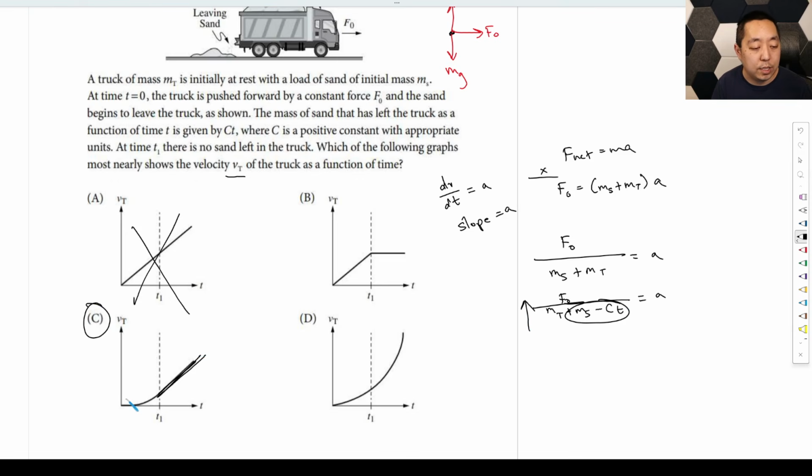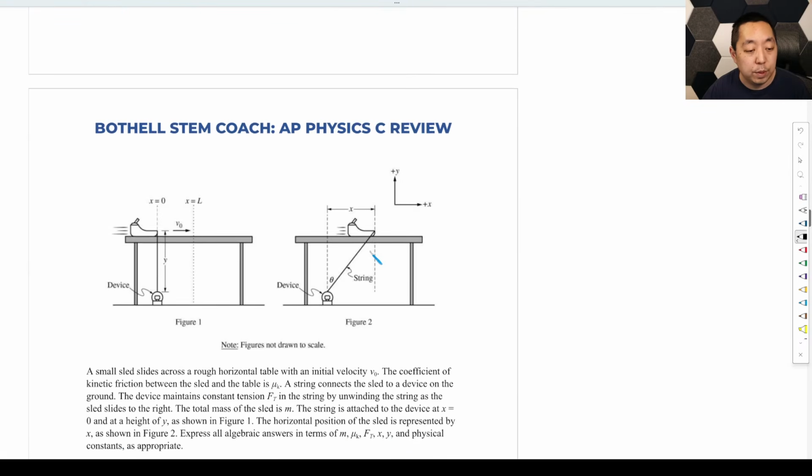So that's why C makes sense, because the slope gets bigger and bigger and bigger, and then it just stays at a constant acceleration once the mass is settled, right? And that's pretty much it.